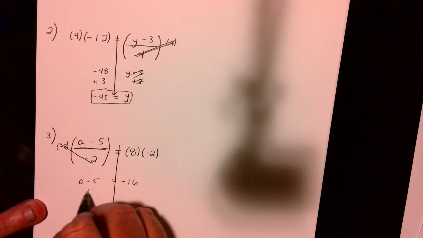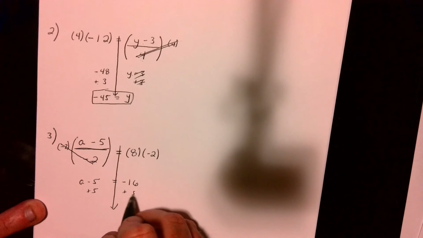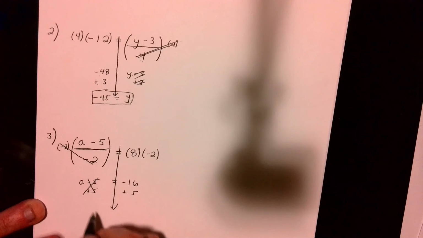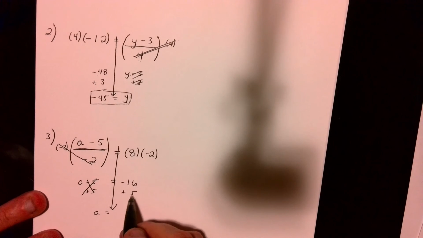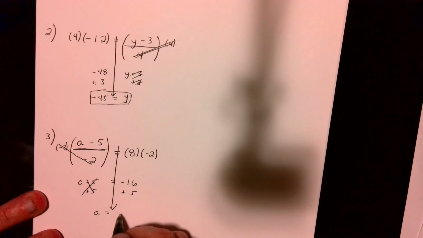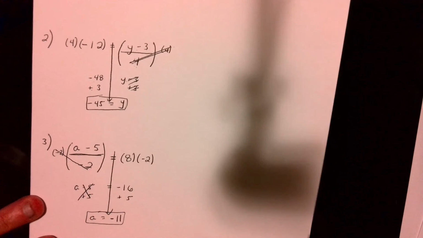Then from here you're going to add 5, add 5, these will cancel, A is left. Once again, look at your signs are different. Signs are different, you take away, 16 take away 5 is 11. Keep the sign of the bigger number, which is the negative 1 in this case. So A equals negative 11. Okay. Hopefully this is kind of review for you.